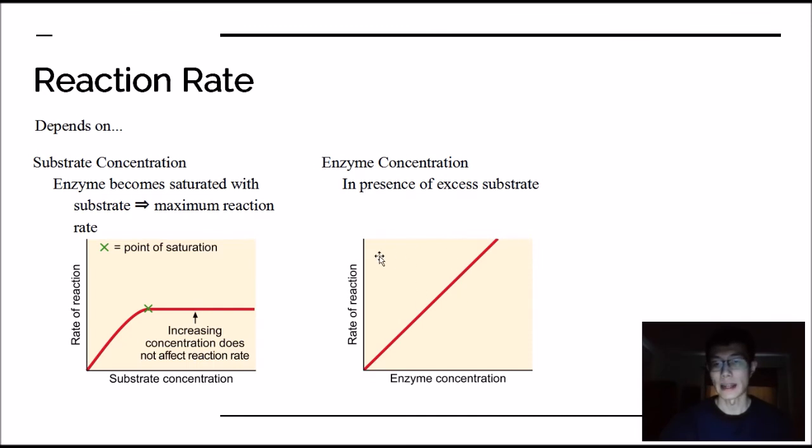So if you're looking at an enzyme concentration versus rate of reaction graph in the presence of excess substrate, you can add in more enzymes and that can increase the overall reaction rate. Whereas in this situation, if you have a limited amount of enzyme, but you keep adding more and more substrate, it's not going to make the reaction go any faster.